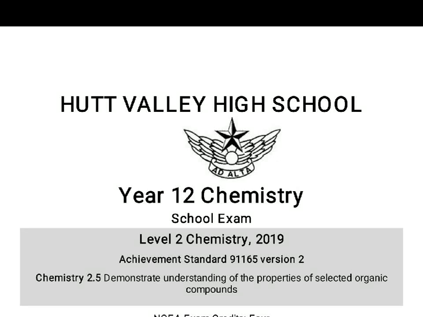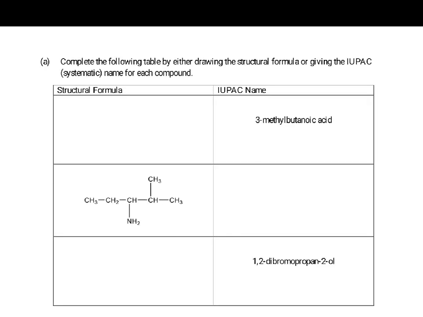Hi all, this video is going to take you through the Level 2 Organic paper for 2019. So question 1, you have to name or draw the particular chemical. So first up, 3-methyl-butanoic acid.